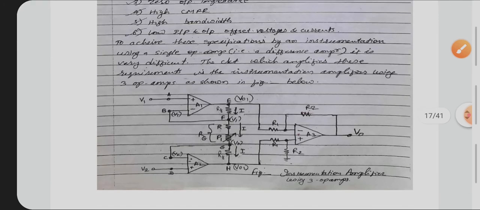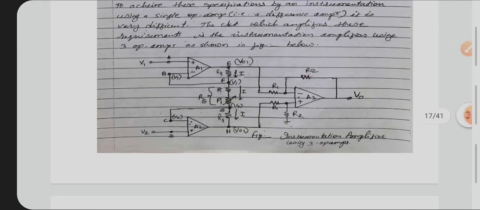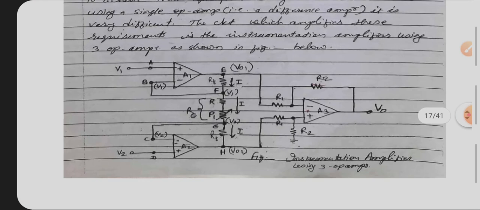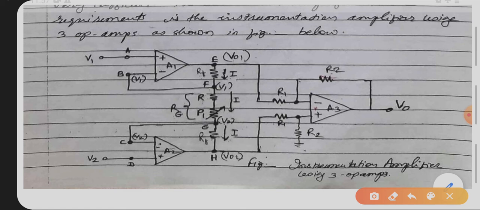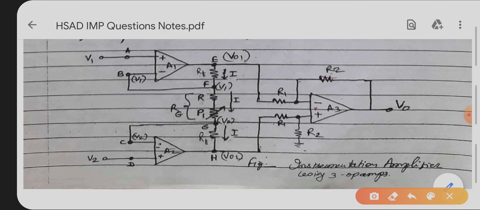This is the circuit diagram of instrumentation amplifier using 3 op amps. You can see, I will enlarge this like this. So as can be seen, there are 3 op amps in the circuit, op amp A1, A2 and A3. Now you can see op amp A1 and A2 are connected in non-inverting mode. Why non-inverting? Because the input signals are given to the non-inverting terminals, positive terminals of both op amps.